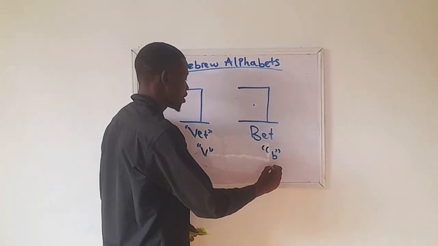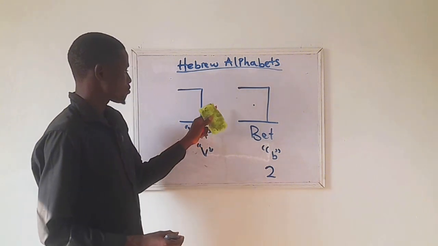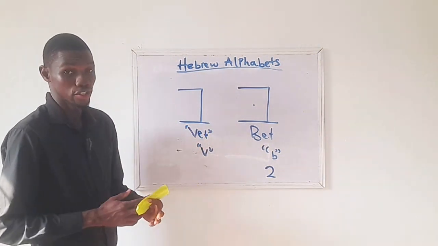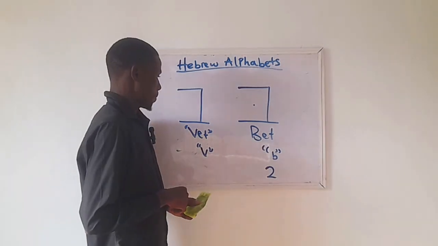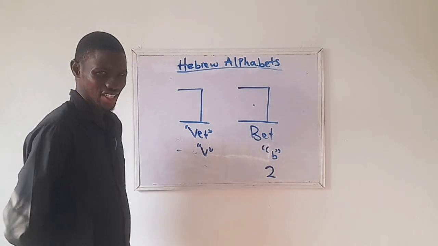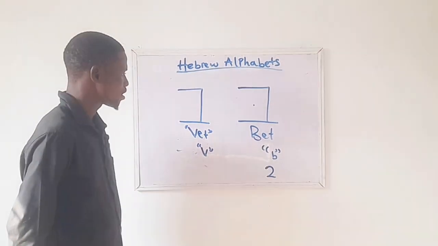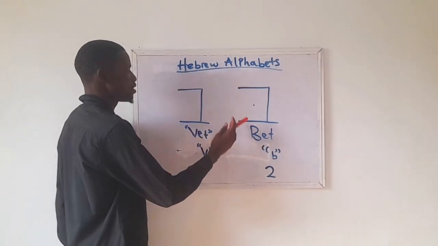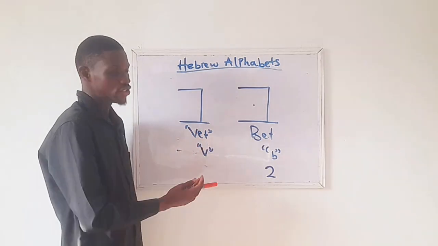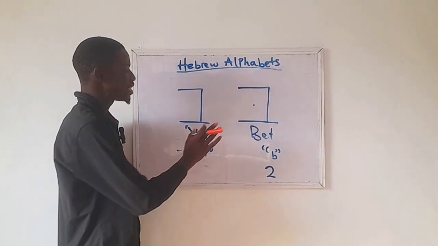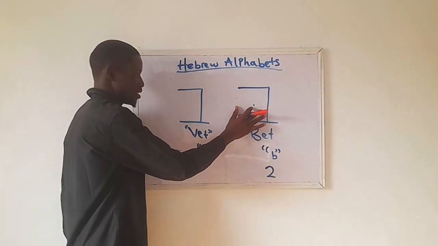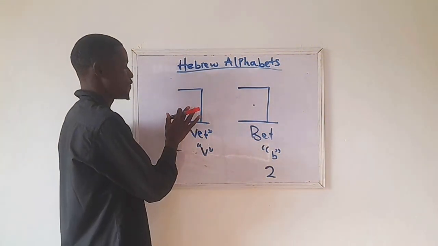If you want to write number 2 in English, you write 2. In Hebrew, you write Bet. All right, I believe you understand that. So the first letter is Aleph, the second letter is Bet, but Bet has different pronunciation depending on whether there is a dagesh present or not. With a dagesh, it's pronounced bet. Without a dagesh, it's pronounced vet.